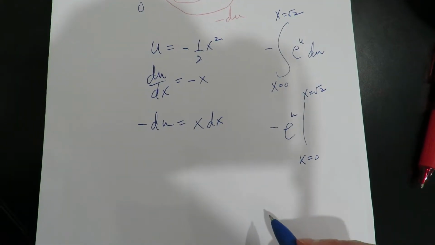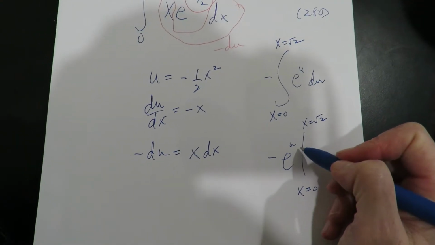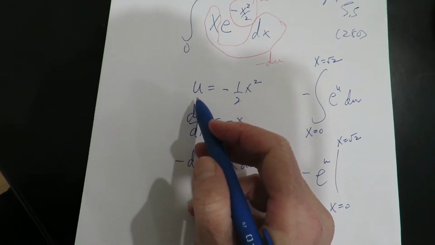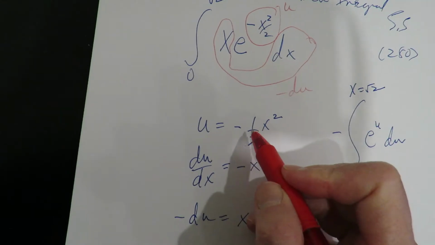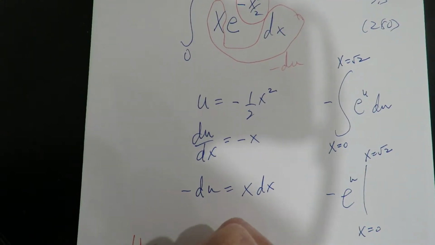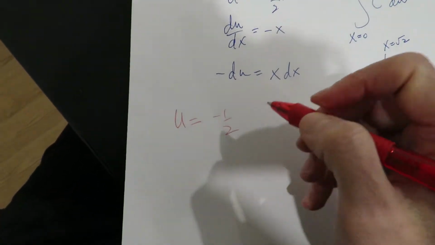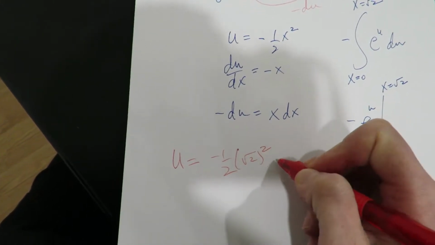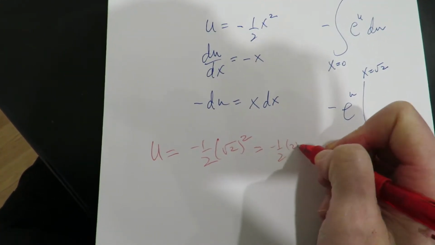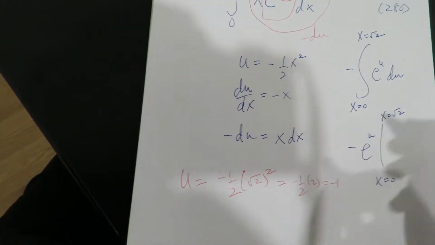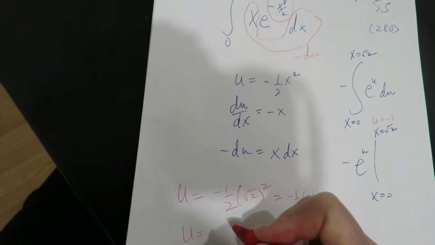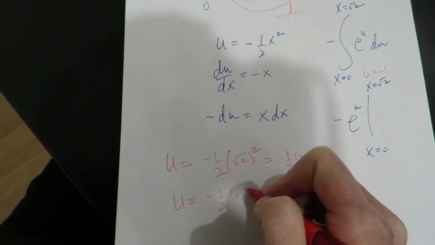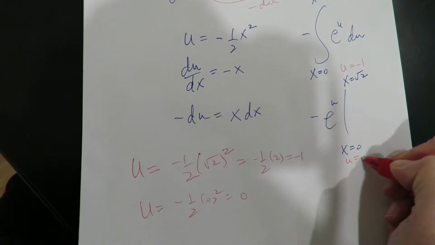All right, now right now this is a u, so it just depends. If you want to change the limits, you can come over here and change the limits. So I sort of like that. So if it's radical 2, u equals negative 1/2 radical 2 squared, so it's negative 1/2 times 2, which is negative 1. So this becomes negative 1 as a u, and the other one, if x is 0, it's negative 1/2 0 squared, which is still 0.